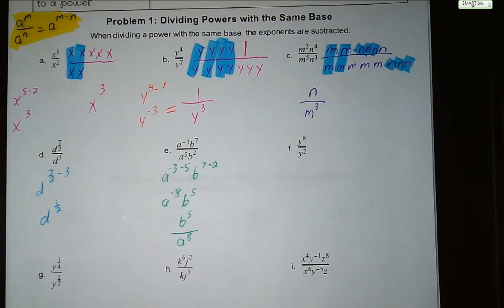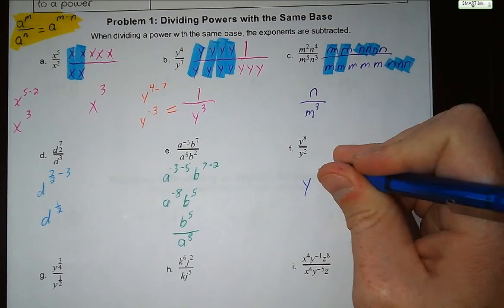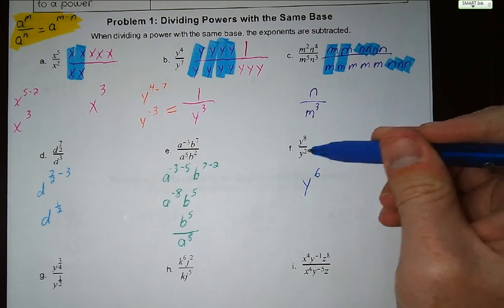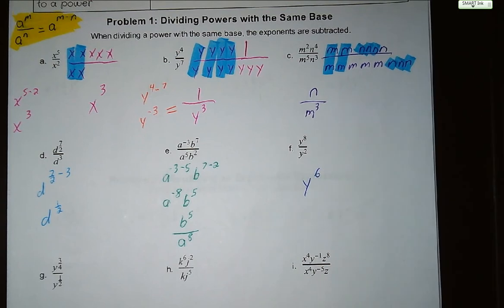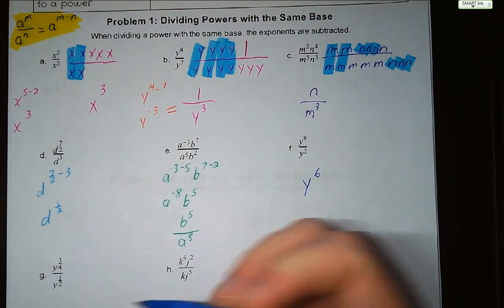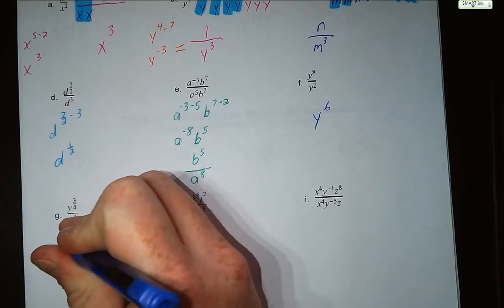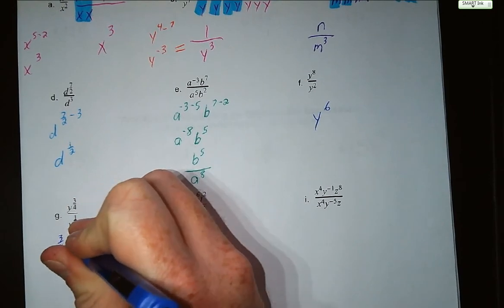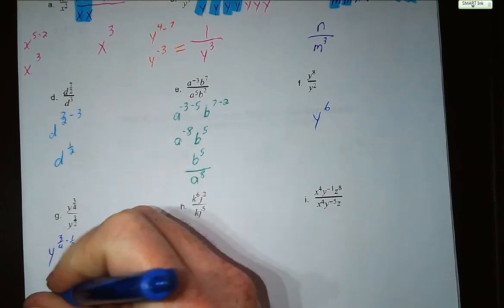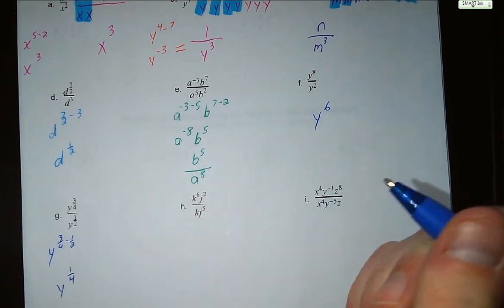So, y to the eighth over y squared. We've got y to the sixth power. 8 minus 2 is 6. Y to the 3/4 over y to the 1/2. We've got y to the 3/4 minus 1/2. So we get y to the 1/4 power.